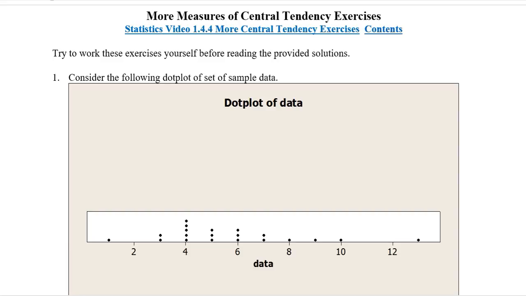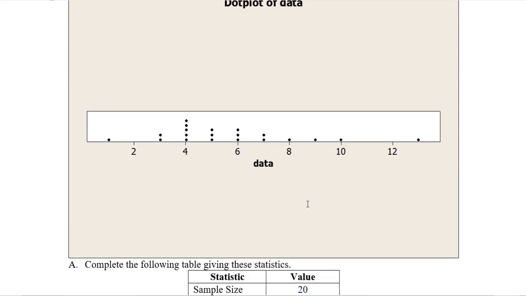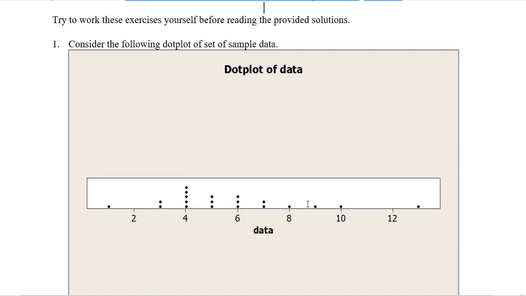First question is, what if we're given a dot plot of data like we see here, and can we compute some measures of central tendency from that? And so the question is now, compute some different statistics. Maybe not only just measures of central tendency, but some things that we've done before. First, we can compute the sample size. We can compute the quartiles, but that includes the minimum, maximum, Q1, Q3, and the median.